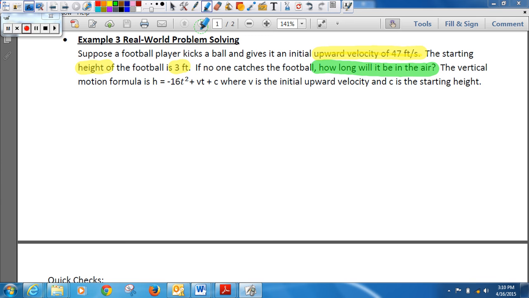The vertical motion formula is as follows. h is equal to negative 16t squared plus vt plus c, where v is the initial velocity and c is the starting height. So if I look here, I'm going to replace some of the things I know. I know that v is the upward velocity, which here is 47, plus c, which was the starting height, and it said the starting height here was 3.